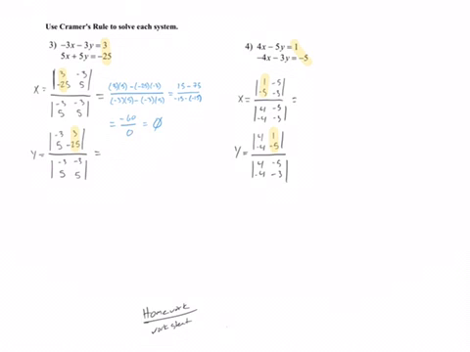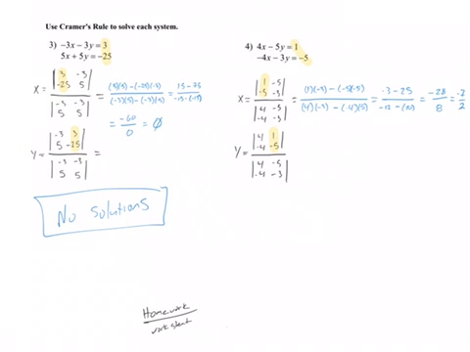Since the denominator is 0, this whole expression is undefined. So we will not have a single solution for this. We'll have either infinite or no solutions. And since this numerator right here is not equal to 0, remember just one of these has to not be 0, we would know that we have no solutions. This is a case of parallel lines.